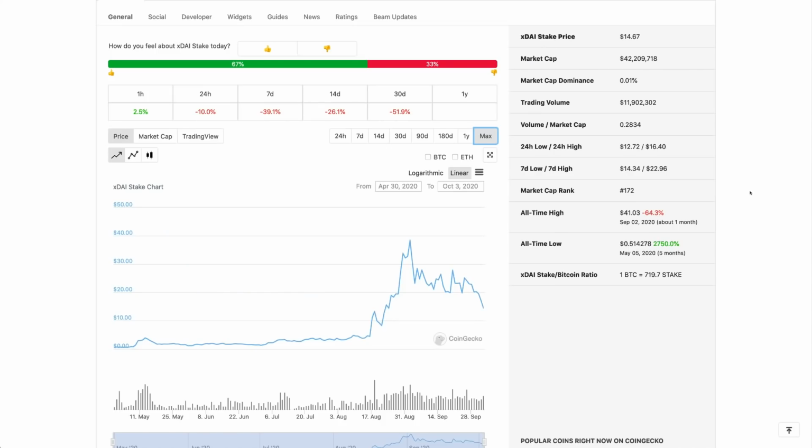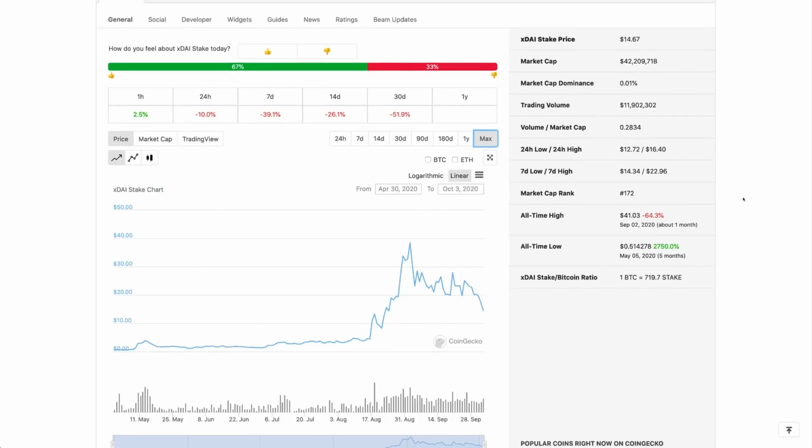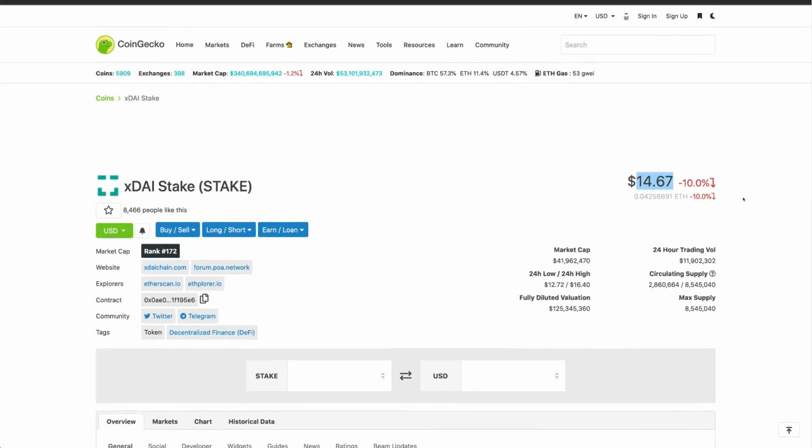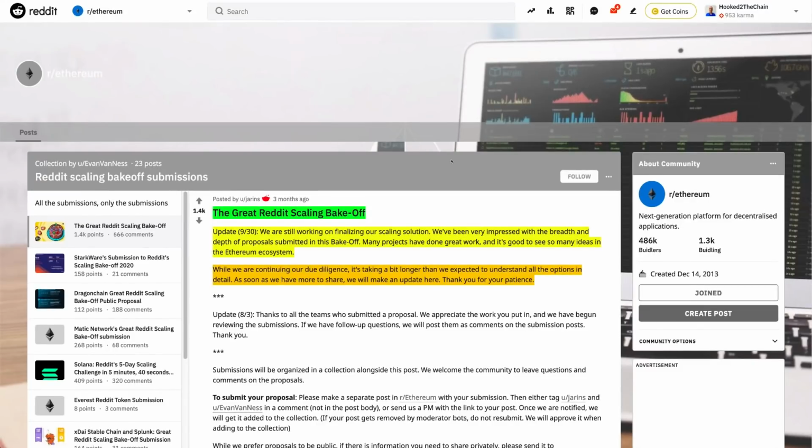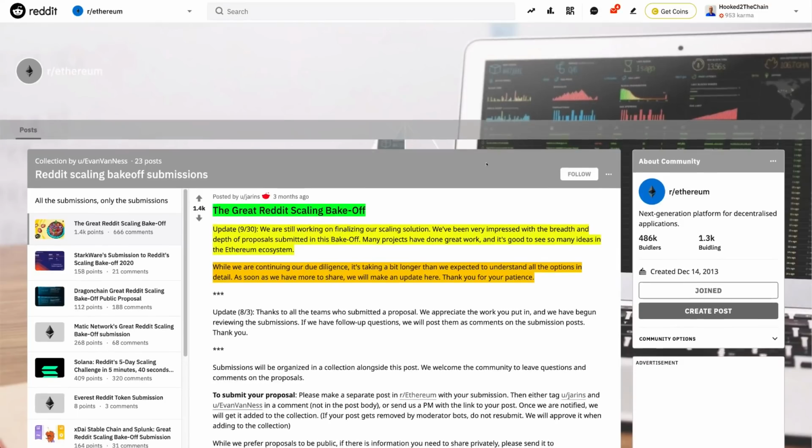But of course, let's be honest, if Bitcoin drops, all of these are going to drop as well. So just something to keep in mind. Now, when it comes to layer two scaling solutions, there is a lot of hype around the great Reddit scaling bake-off. So why have we not really heard about the winner of this solution?